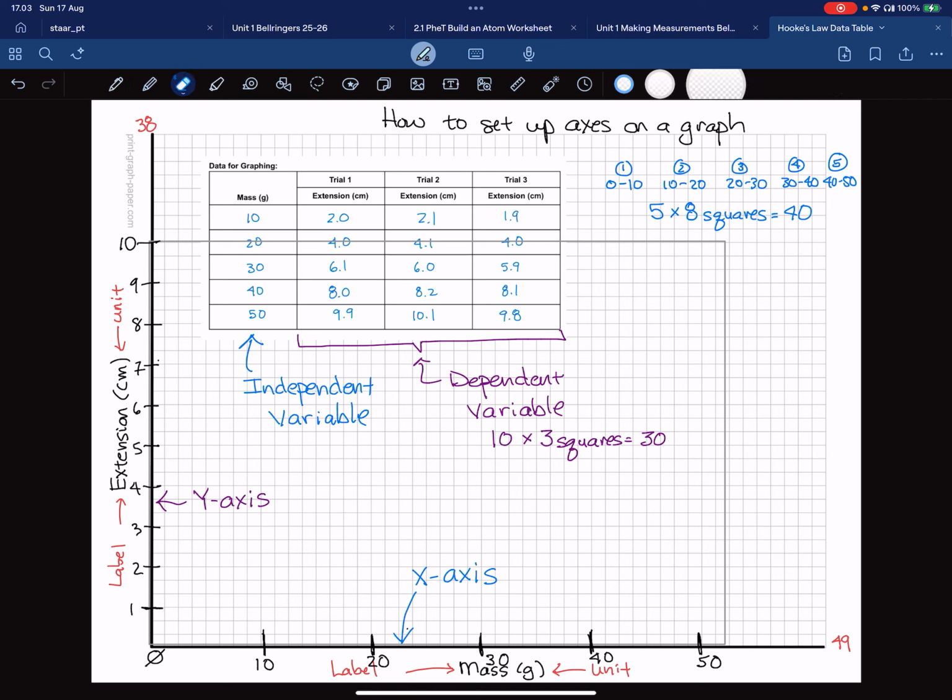Now, your numbers are going to be different. You're not going to be 50, you're going to be 500. Your extensions are going to be different. So you're going to have to match your numbers to your graph. But that's why we use pencil, so that we can erase if we need to. Good luck.